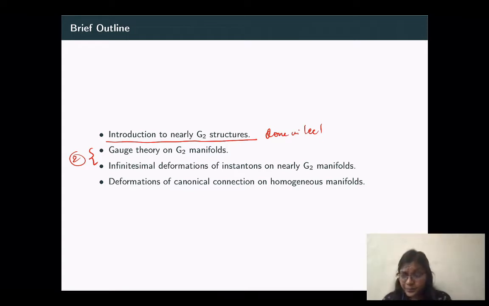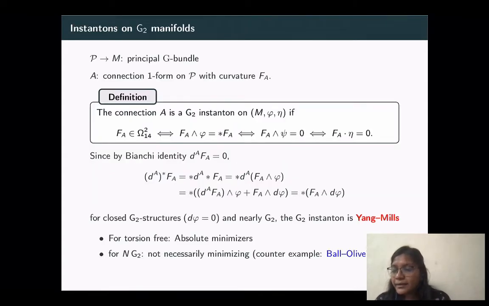So let's begin. Since we are talking about gauge theory, obviously we'll have to talk about bundles over our manifold M. I'll denote by P a principal G-bundle, where G is a Lie group, and a connection I'll denote by capital A, a connection one-form on P, or just a connection on P. The curvature associated to the connection A will be denoted by F_A. So this is the setup.